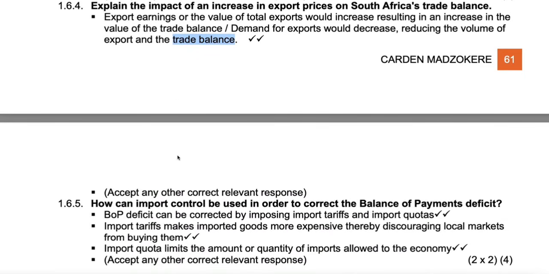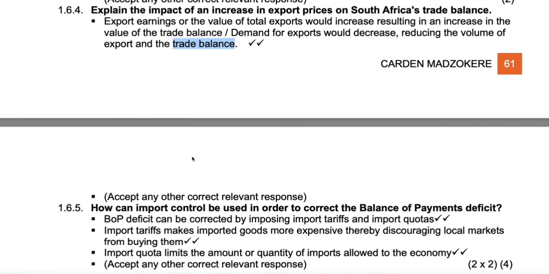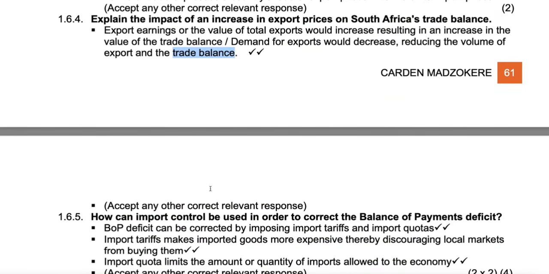Now, the last one: how can import control be used? Well, maybe something different from what I said. Here it says the BOP deficit can be corrected by imposing import tariffs. I said it. And then also quotas. Import tariffs, they're explaining what they would do, and then import quotas. But they did not talk about other things that I mentioned.